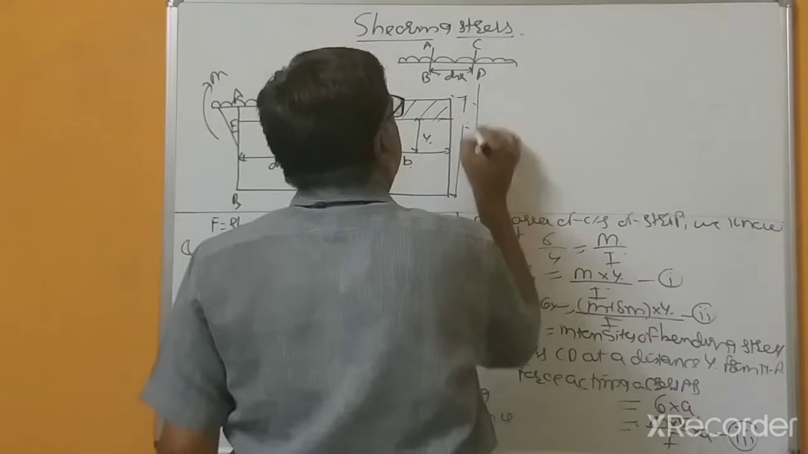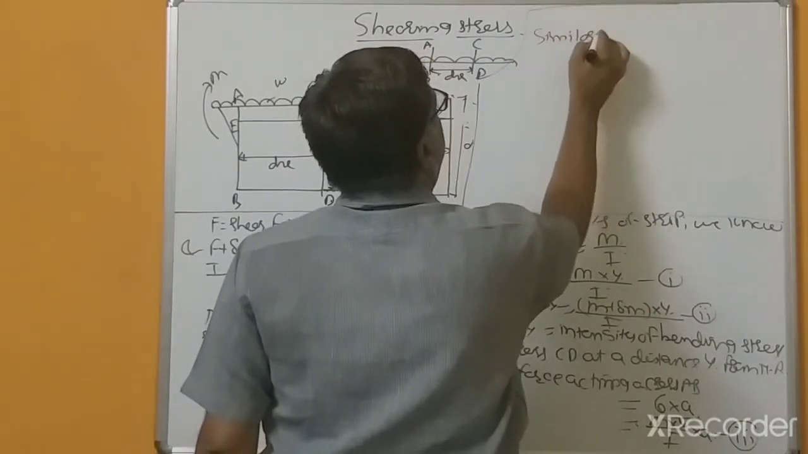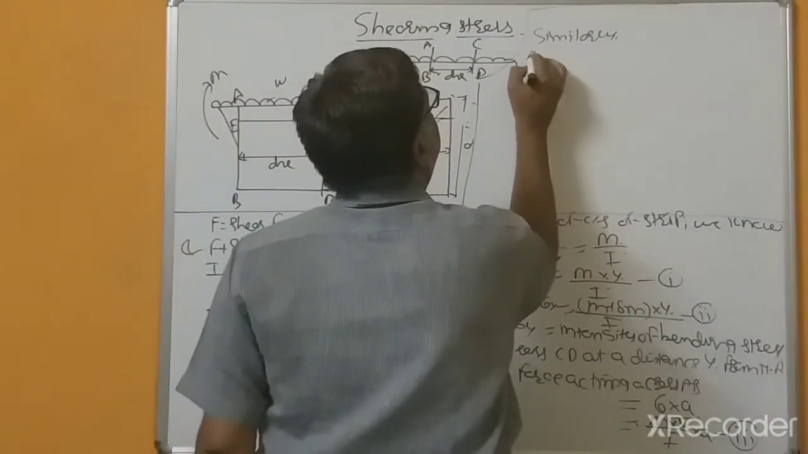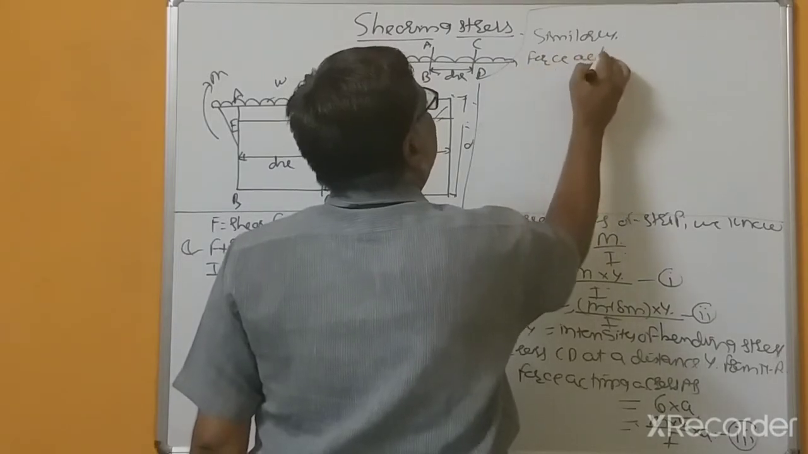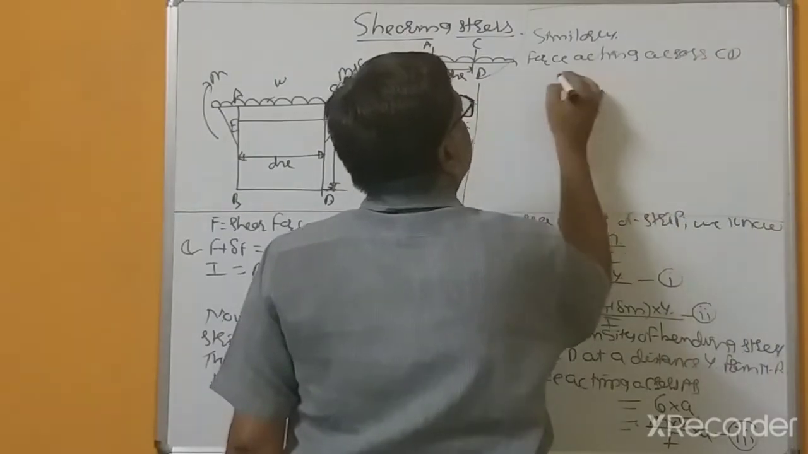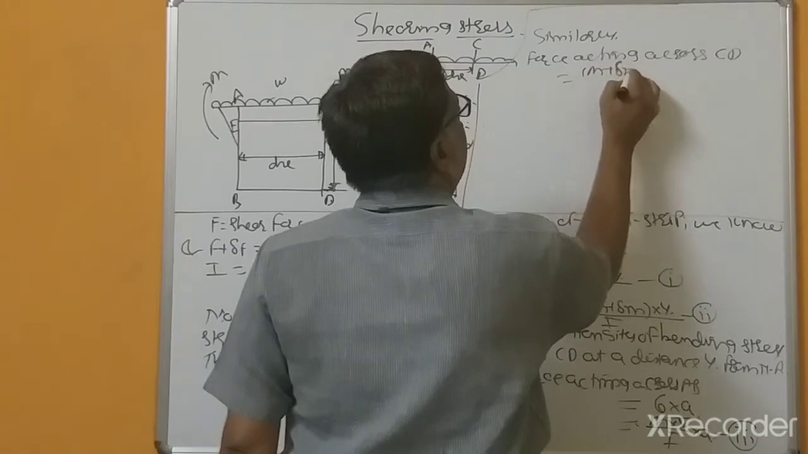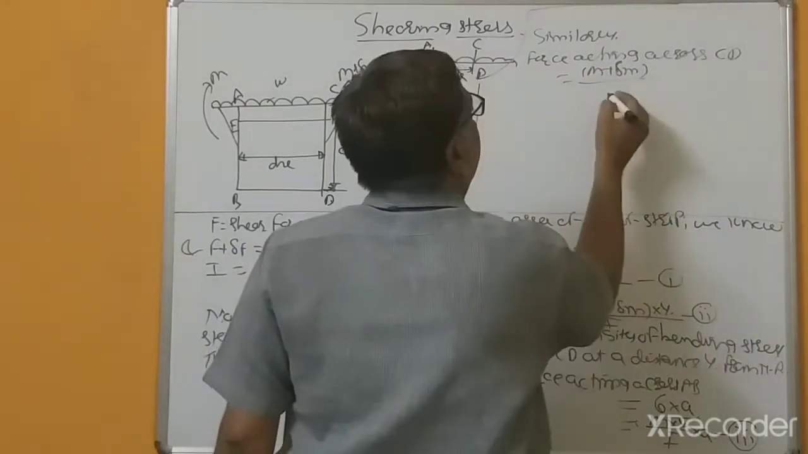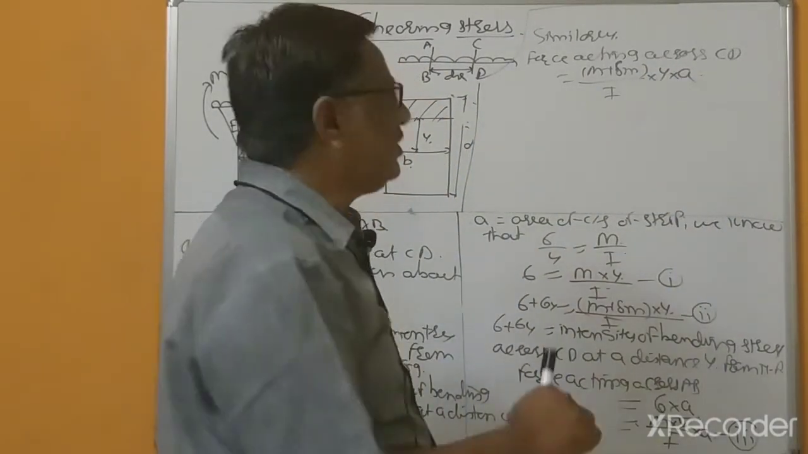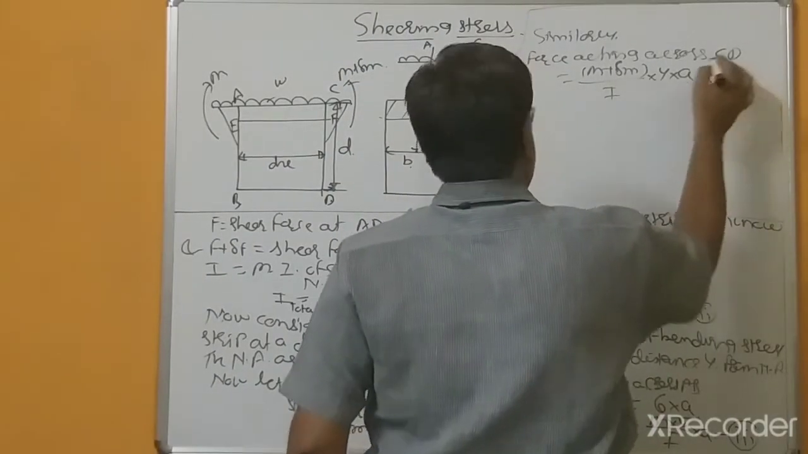Similarly, the force acting across CD equals M plus delta M divided by I into y into the area of cross section, and this is the fourth equation.